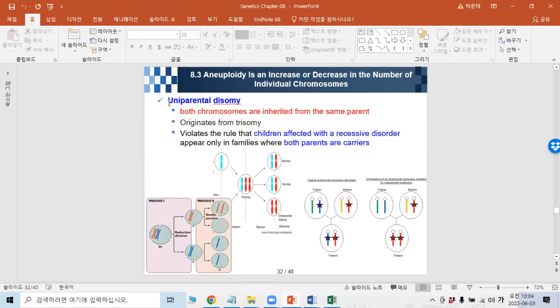Also uniparental disomy happens, because this is aneuploidy. Sometimes in normal cases they have this one, but here the chromosome comes from only one parent. So this one we call uniparental disomy. In this case, only the mother is a recessive carrier, but their offspring will have this disease, like this.